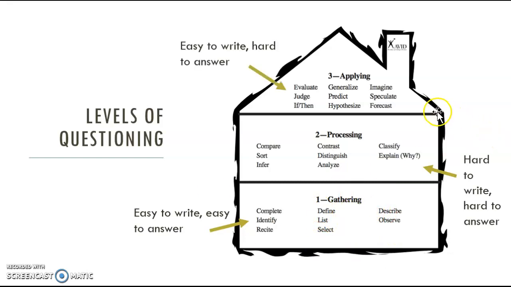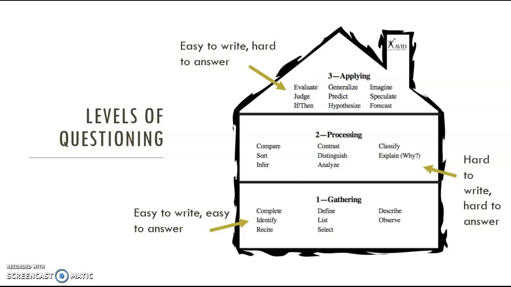The third level is this applying level up here at the top. These questions are actually the easiest to write, but they're the hardest to answer because there's probably no right or wrong answers to them. One of the verbs that shows up here is evaluate, and that basically means make a judgment about whether or not you agree or disagree. When you're making a judgment like that, you have to have reasons for it, and that's why these can be so hard to answer. Sometimes the reasons aren't always very clear. So that is a quick review of levels of questioning.